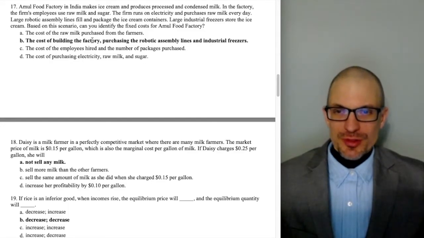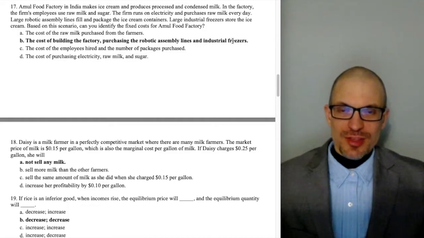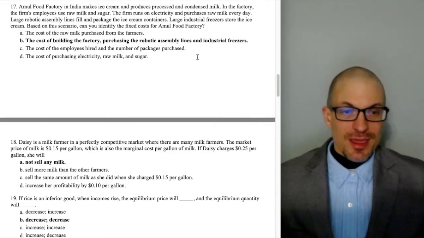So it's the cost of building the factory, purchasing robotic assembly lines, and industrial freezers. Those are the things you're going to incur. Costs that you will incur whether you make any ice cream or none.